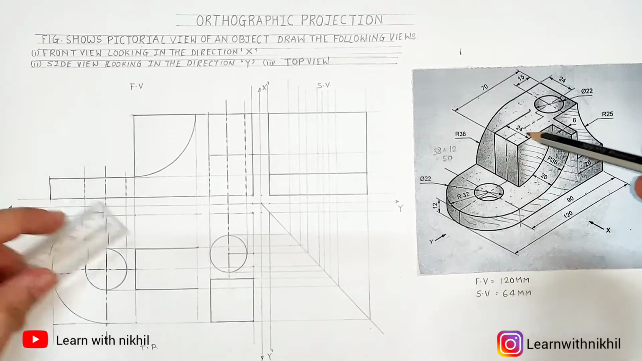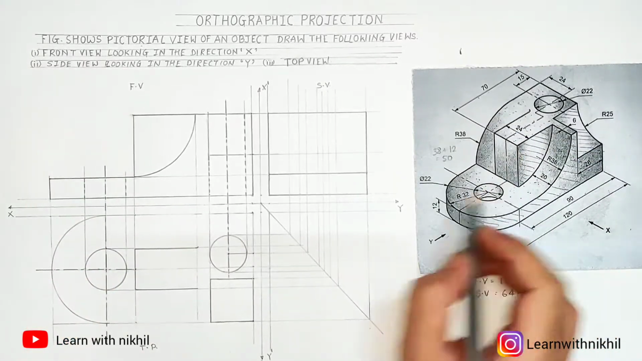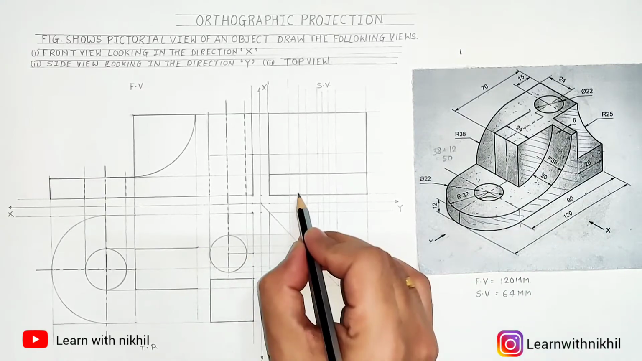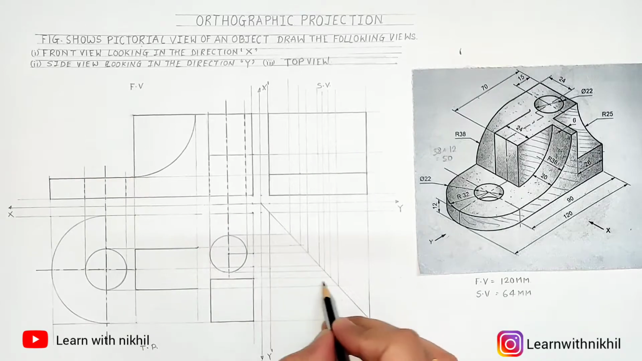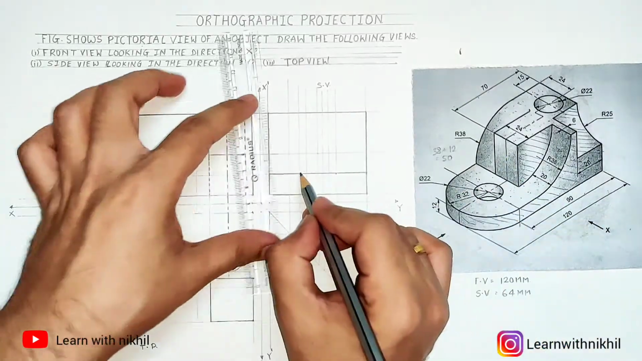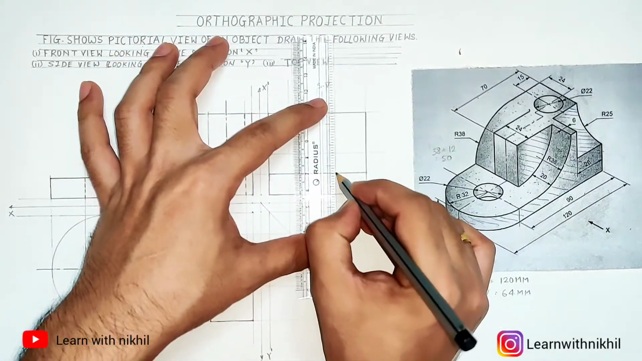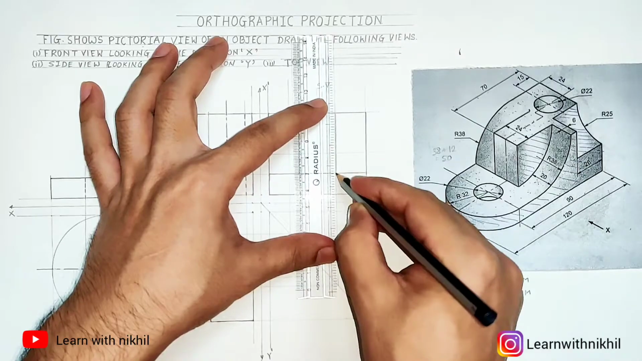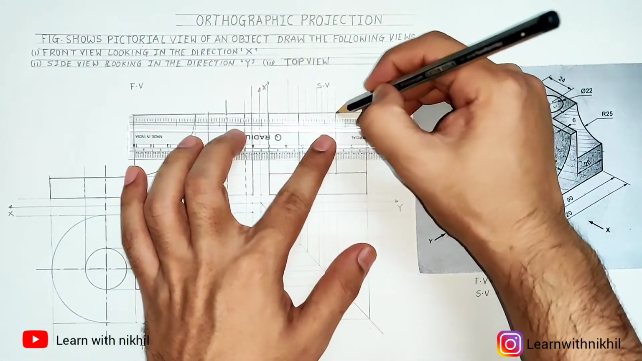Now this block, its projection will be taken from the top view. We'll mark the point here and this projection point is here. And the height till the end has been projected from the front view. So we'll draw straight dark lines. This thickness has been taken from the top.